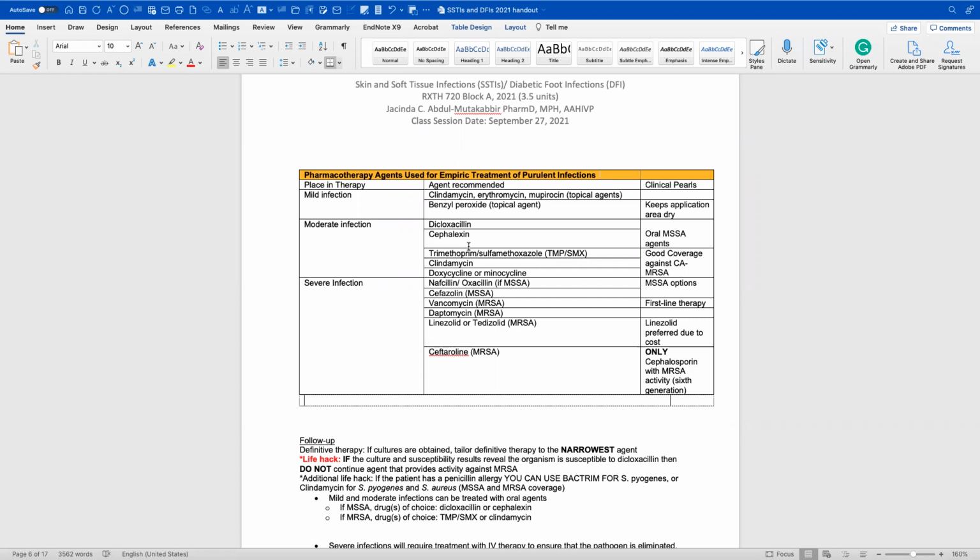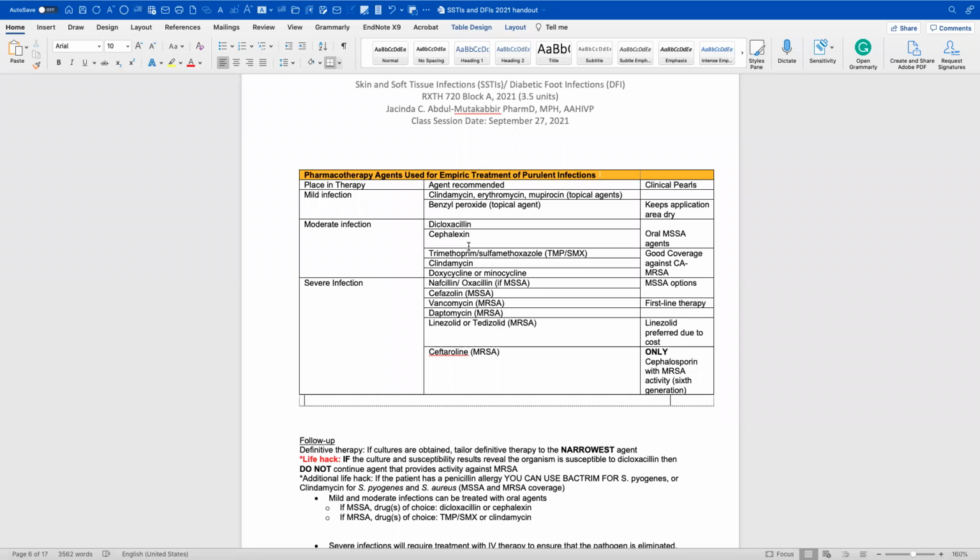And then when we go into a severe infection, meaning they need IV therapy, but we don't necessarily think they need to be covered for MRSA, we can use nafcillin or oxacillin. We can use cefazolin, which is our scale up from dicloxacillin and cephalexin, right? And we can use other agents if we know that we need MRSA coverage.